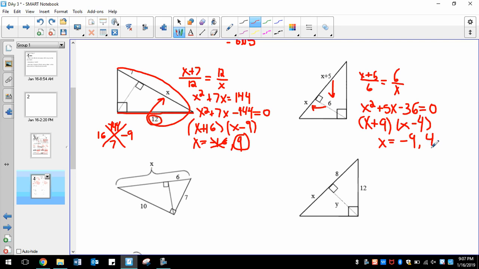Again, check your answers. If you take negative 9 and plug it in right here, that would be -9, and x represents the side of a triangle. You can't have a side of a triangle be a negative value. So this number is off limits. That's not going to be a valid solution. So the only one you want is 4. Right? And again, if you check 4 too, it gives you positive values that work out with the corresponding ratios or the scale factors. So that's the valid answer that you would want to keep.